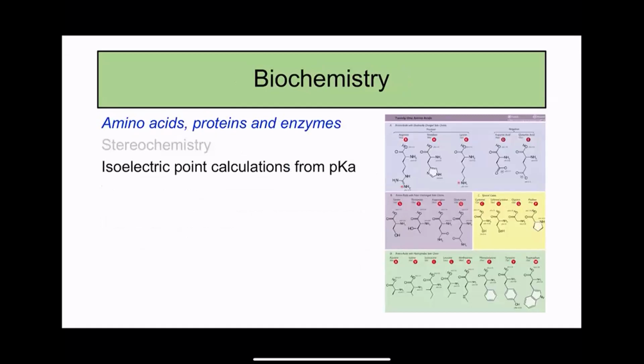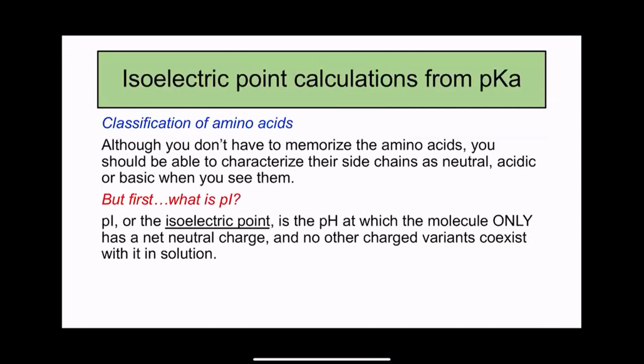If you don't remember that stuff, I would recommend that you review it from your Orgo 1 notes. Next, we'll go into the isoelectric point. So for Falzone's class, you do not need to memorize individual amino acids, but you should be able to characterize the side chains. You do not need to memorize pKa's as well. They'll be given to you on the exam if you need them. So those will be good hints as to whether or not the side chains are neutral, acidic, or basic.